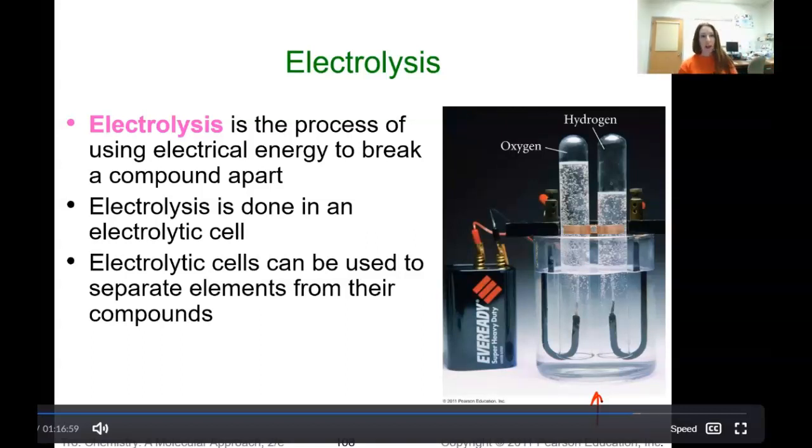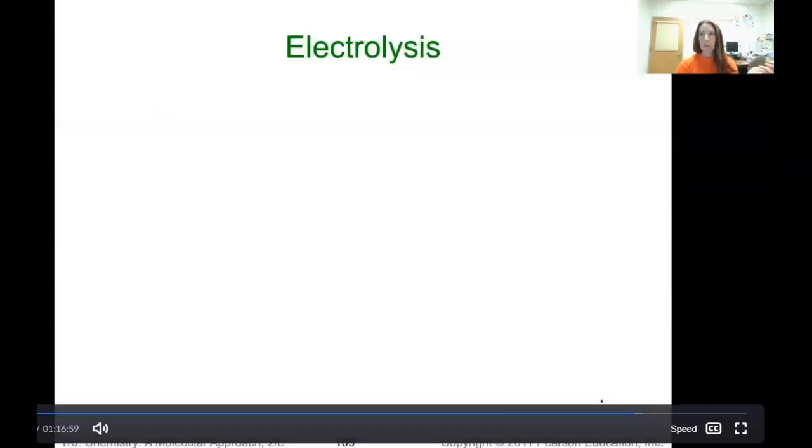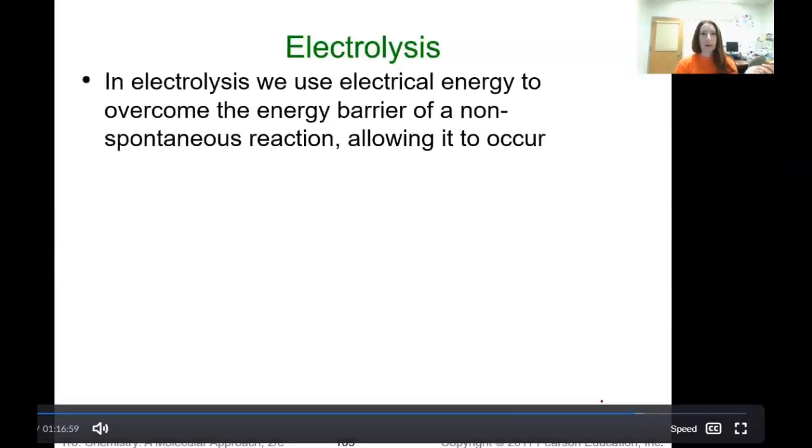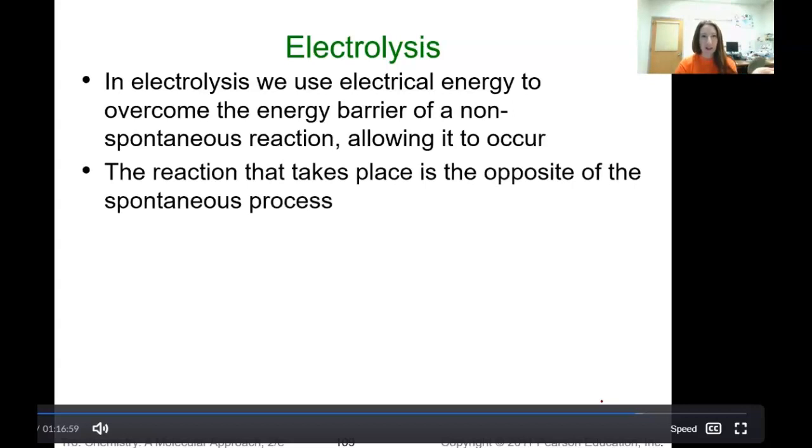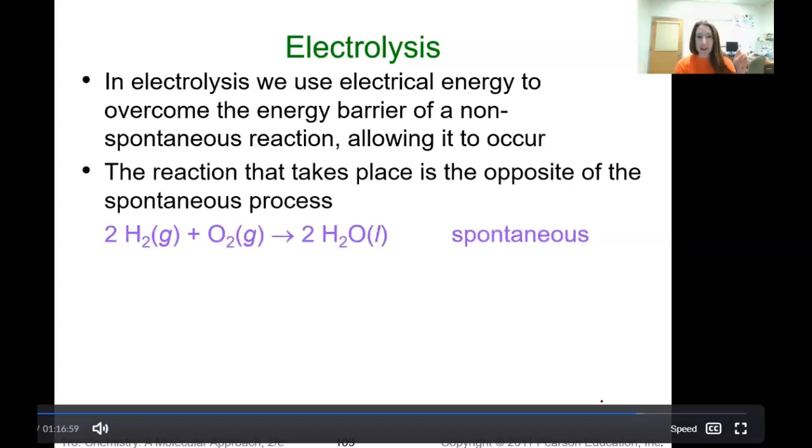And so what we're doing is you're going to see this, we can actually break and we can actually separate the elements. And this one's really fun right here. This is just water. This is how we separate water. Okay, so now, electrolysis, again, uses energy to overcome the barrier of a non-spontaneous reaction. And so it's the opposite of spontaneous. So for example, if you have hydrogen and oxygen, it will spontaneously become water.